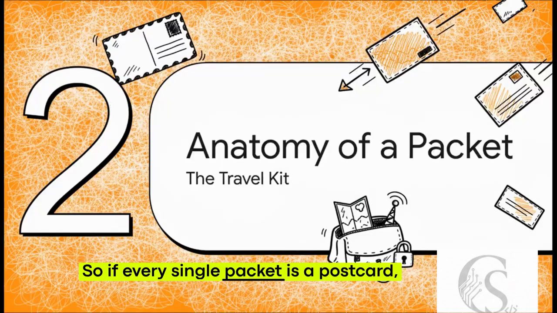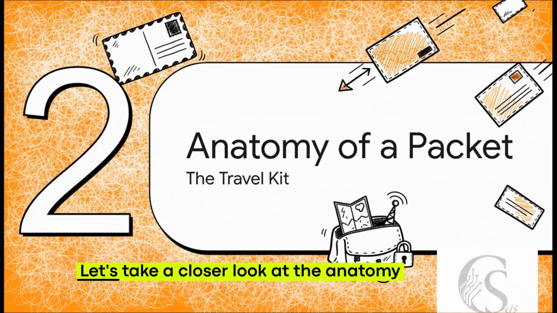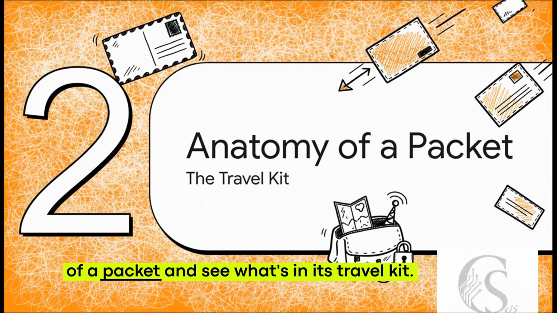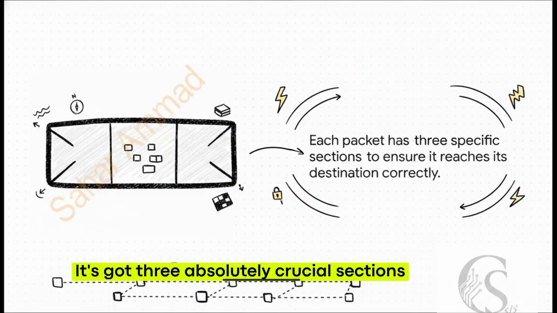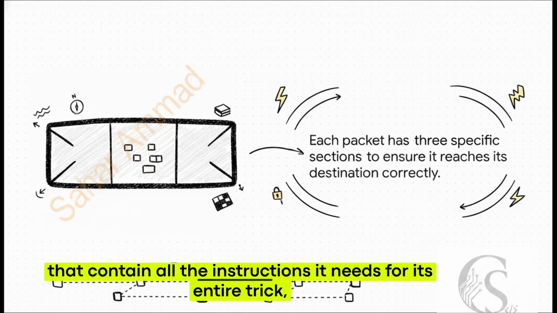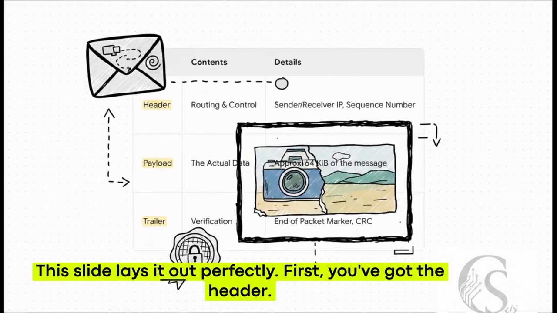So if every single packet is a postcard, what exactly is written on it? How does it know where to go? Let's take a closer look at the anatomy of a packet and see what's in its travel kit. Every single one of these packets is built like a tiny digital envelope. It's got 3 absolutely crucial sections that contain all the instructions it needs for its entire trip, from who sent it to exactly where it's going. This slide lays it out perfectly.